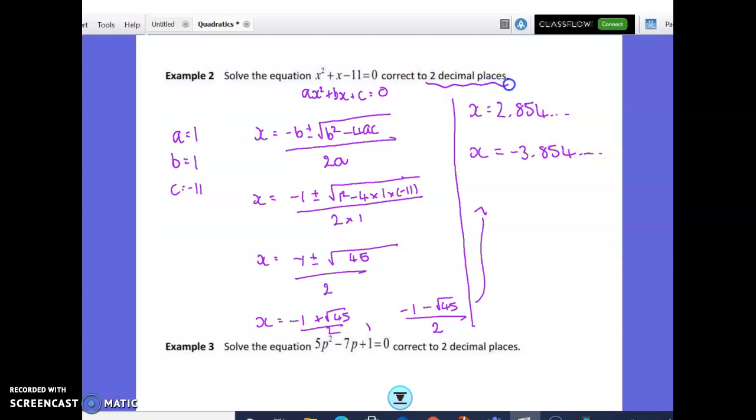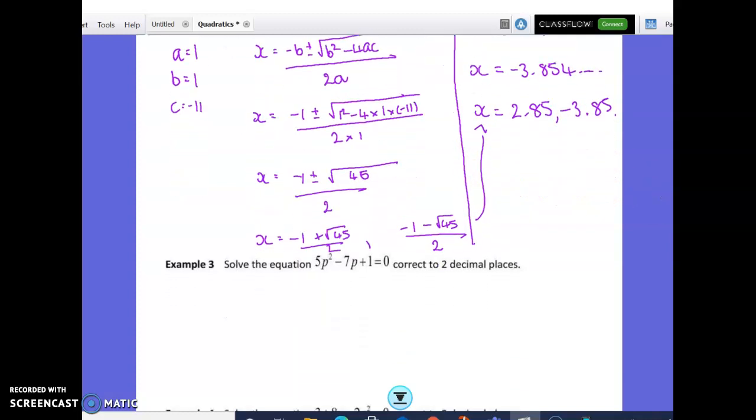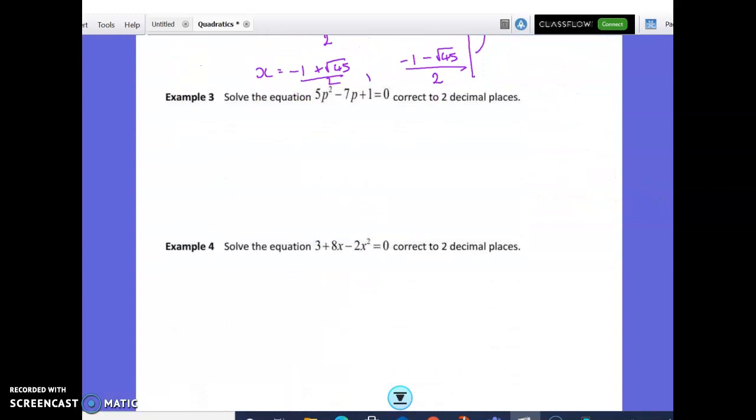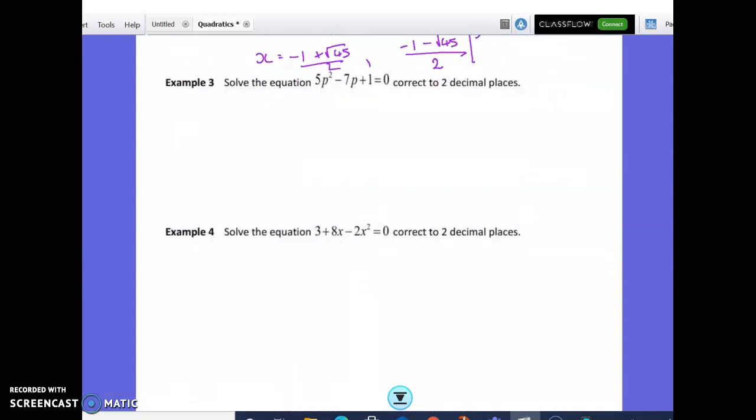I want an answer to 2 decimal places. So x is 2.85 and minus 3.85. Make sure, if it tells you to round to something in these questions, that you round. Okay? You will not get full marks for this question if your rounding is incorrect. You might want to pause the video at this point and try the next one yourself.